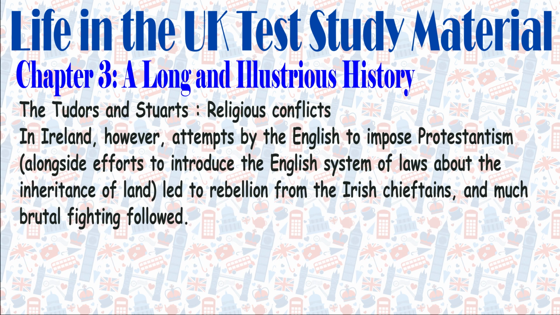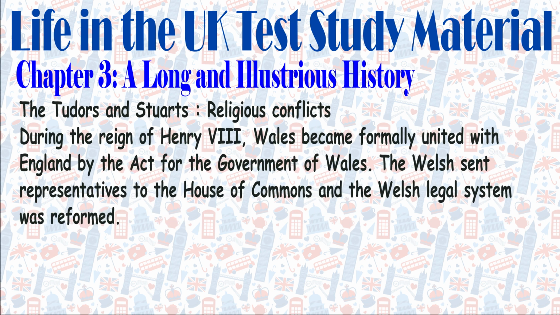In Ireland, however, attempts by the English to impose Protestantism, alongside efforts to introduce the English system of laws about the inheritance of land, led to rebellion from the Irish chieftains, and much brutal fighting followed. During the reign of Henry VIII, Wales became formally united with England by the Act for the Government of Wales. The Welsh sent representatives to the House of Commons and the Welsh legal system was reformed.